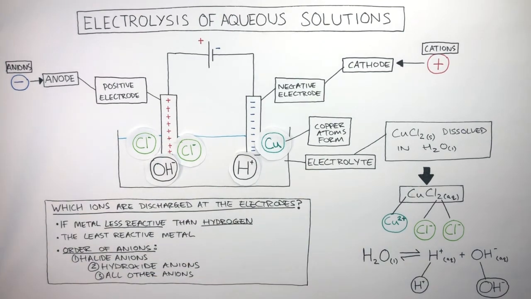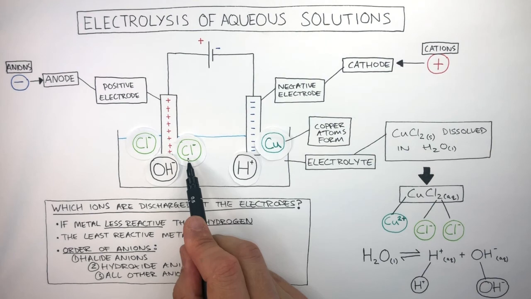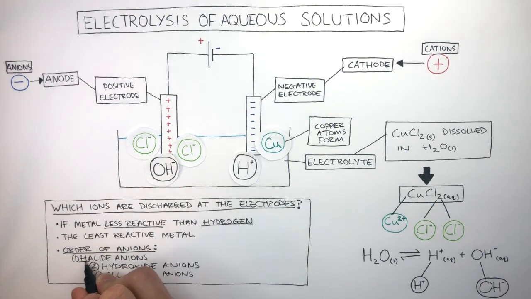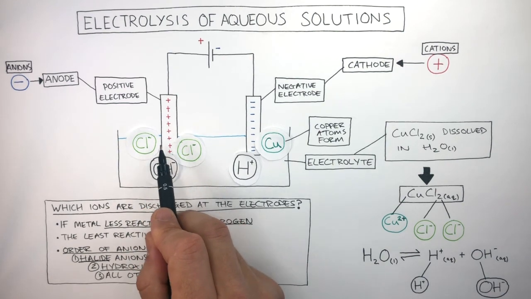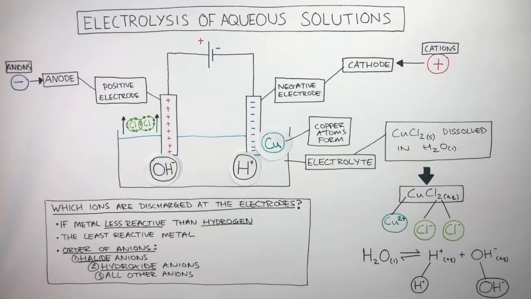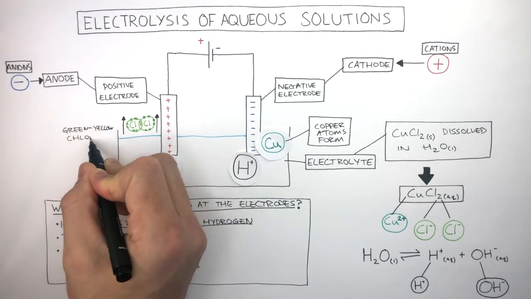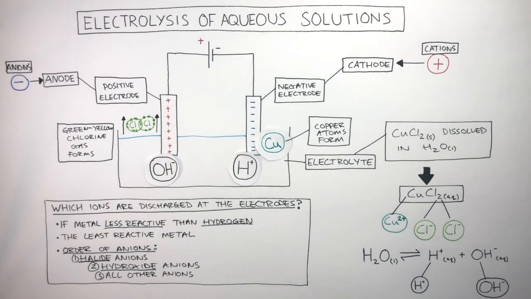Let's see what happens now at the anode. The chloride ions are in group 7. They're halogens. So these are halide anions. They will discharge over any type of other anions. The hydroxide anions are below the halide anions. So the halide anions form at the anode, forming chlorine gas which rises into the air. Green-yellow chlorine gas forms at the anode.